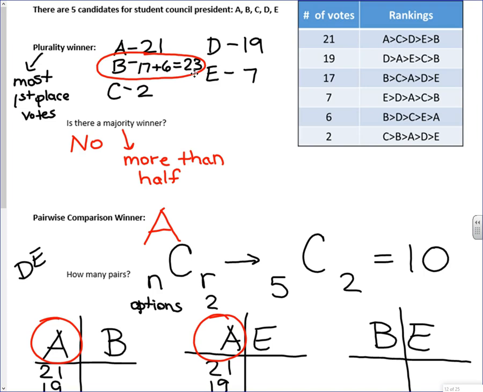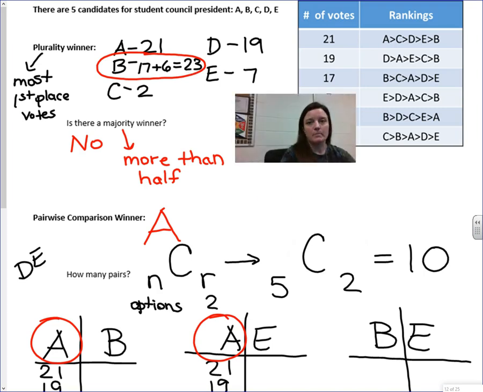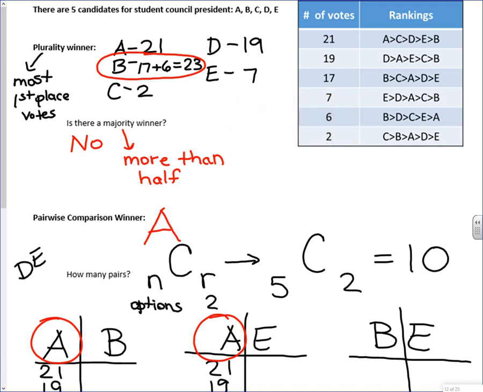So that would be another way to think of majority: if you have a majority of the votes, you have more than everybody else combined. If that's not the case, then you don't have a majority. Sometimes that can be easier or faster to do than adding up all the votes, dividing by 2, and all that stuff. So B is not a majority winner, but they are the plurality winner. So that means nobody has a majority.